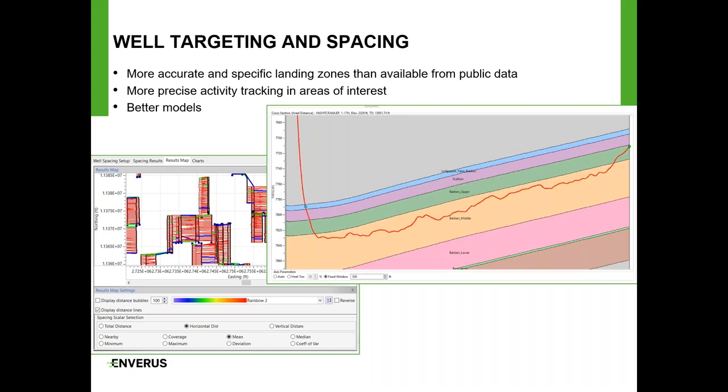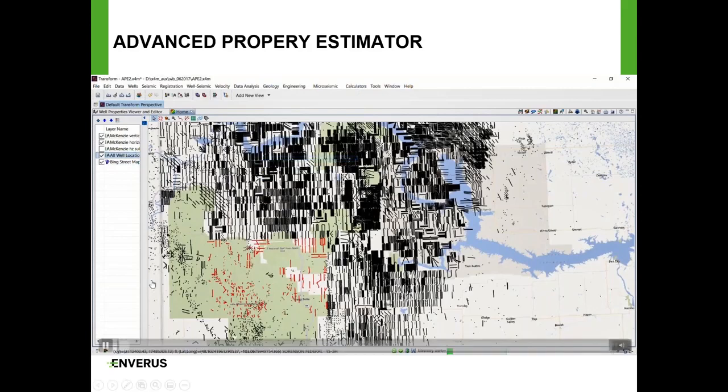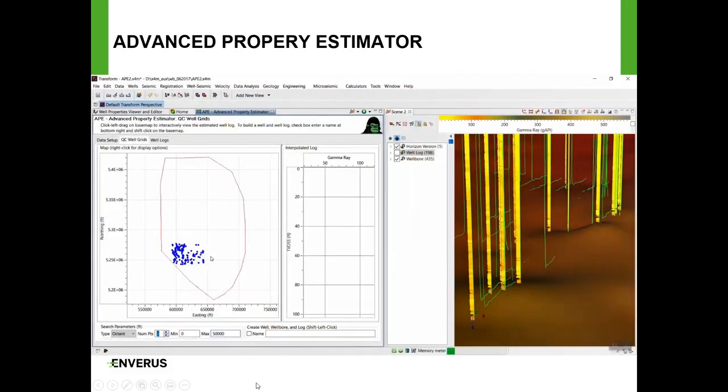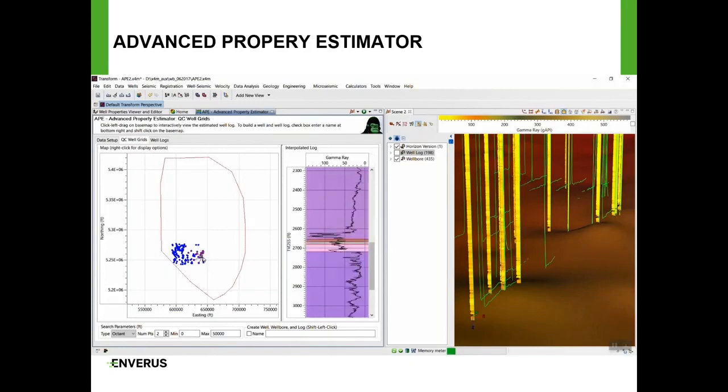And then another recent addition is our advanced property estimator. We call this the APE tool. And so this is a way to create synthetic well logs in areas where you don't have log coverage. So it does a guided 3D interpolation of log data. And it uses your own structural framework to guide that interpolation. So we're seeing that on the screen here. And this is something that we've really enhanced for Transform 6. So Nick is going to talk a little bit more about that later on.